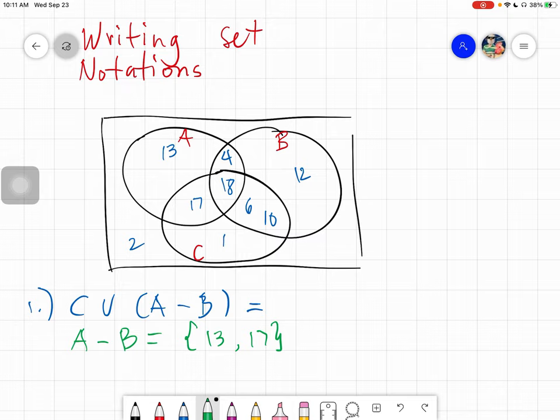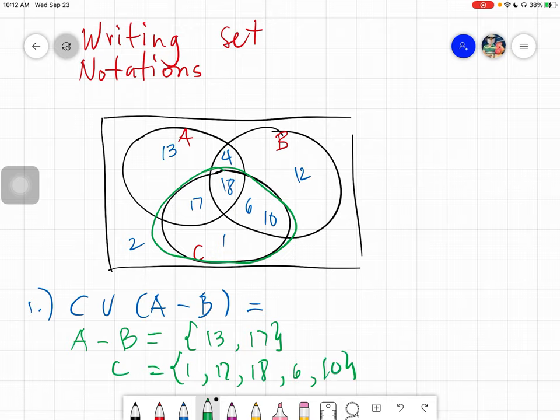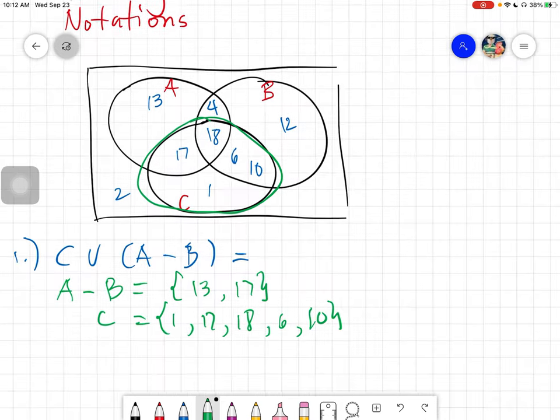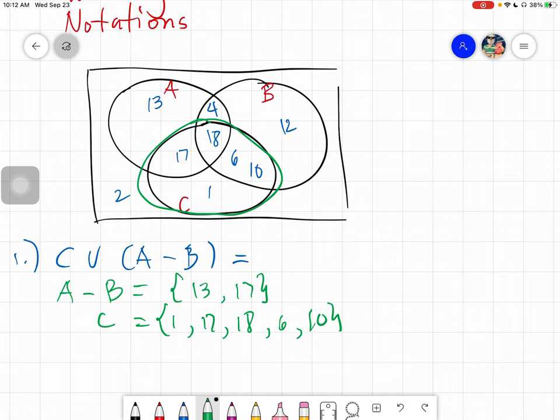Next one, let's find the elements of C, because what is being asked is C union this one. So, let's identify the elements of C. The elements of C are simply everything within this circle. So the elements of C are 1, 17, 18, 6, and 10. Then in the set operation, you're being asked, what is the union between these two?